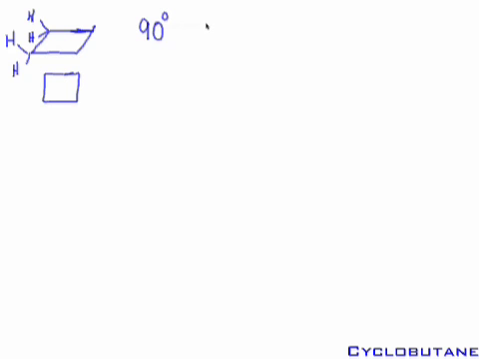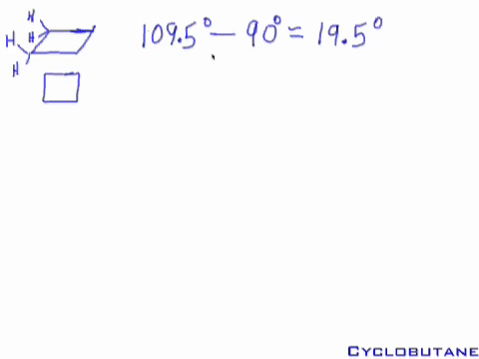We want a bond angle of 109.5 degrees. A perfect square gives us a bond angle of 90 degrees, a deviation of 19.5 degrees. The angle strain is significantly reduced in having a square rather than an equilateral triangle when we compare to cyclopropane.